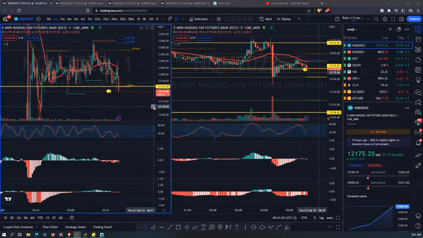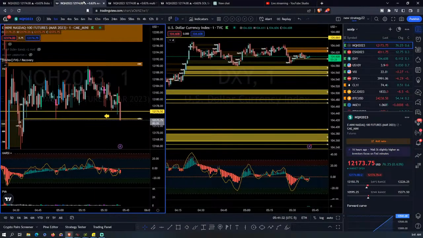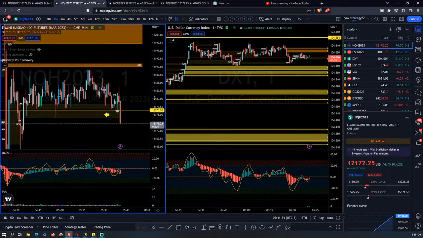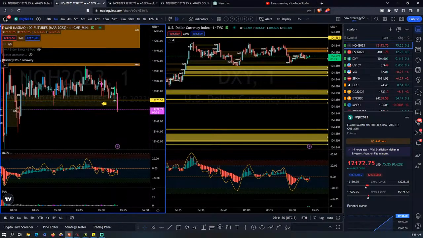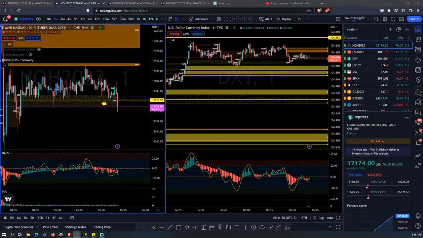This is dumping now. Now it finally broke. I have one contract, one mini. Oof, look at that. See how quick this moves? That's a good and a bad thing, obviously. That's why you need to have that damn stop loss in place.